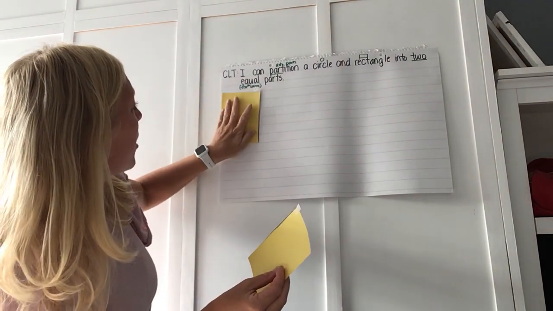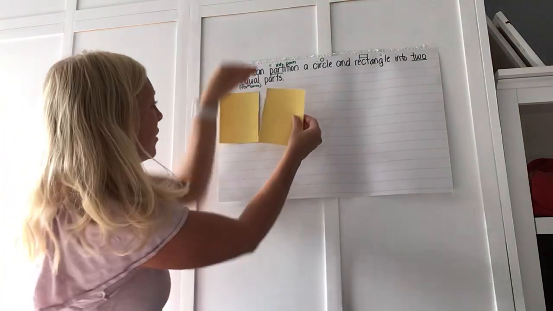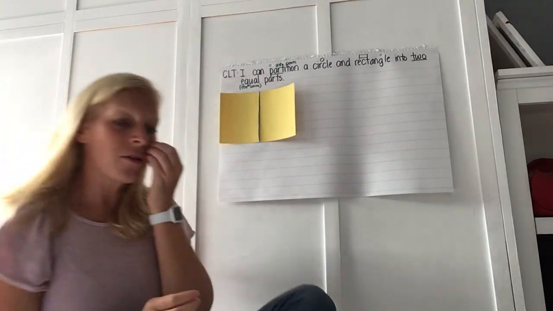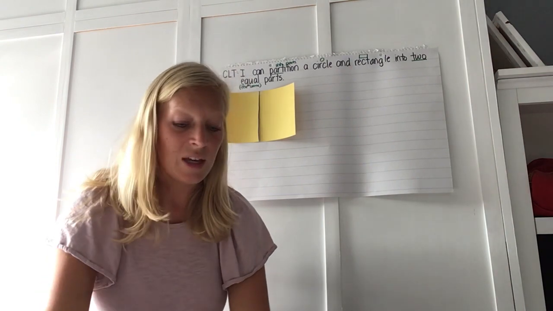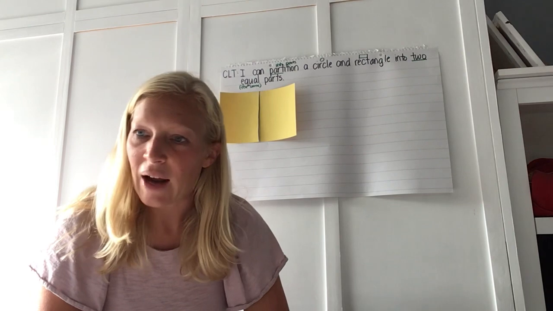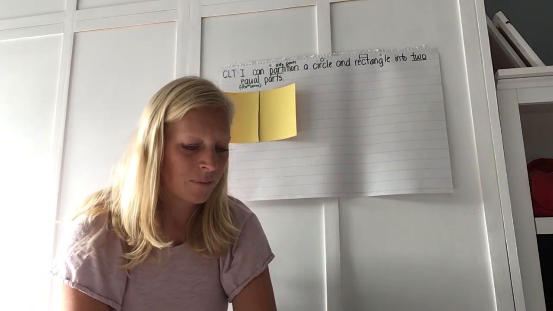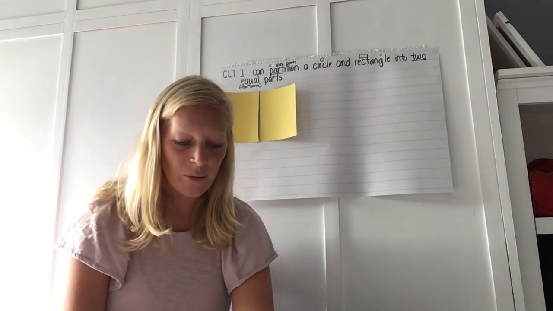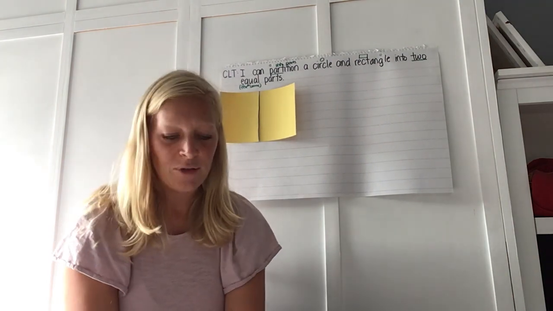Is there another way we could fold our rectangle into two equal parts? You're going to need a couple papers for this one, guys. Is there another way we can fold our papers into our rectangles into two equal parts? Go ahead and do that now. And I'm going to come around and take a peek at what you're doing. Ooh, I'm seeing two different ways out there. Do you have two ways at home?